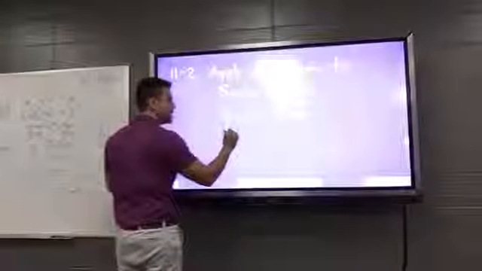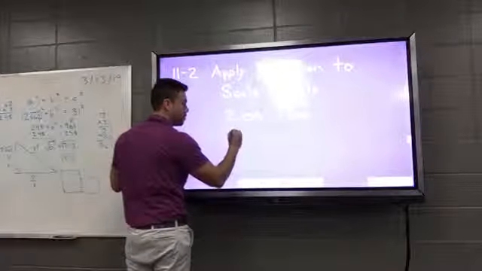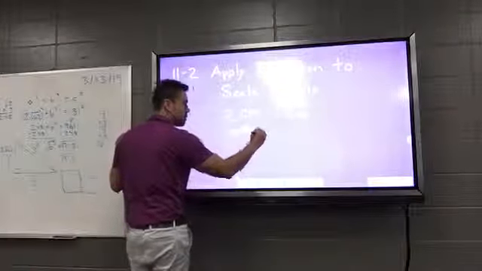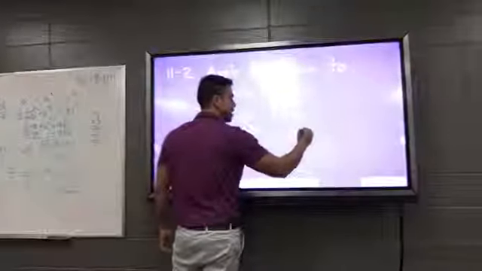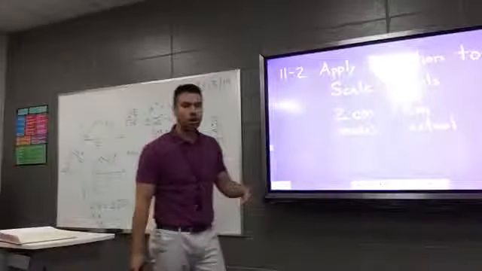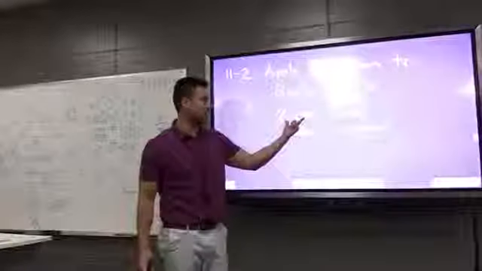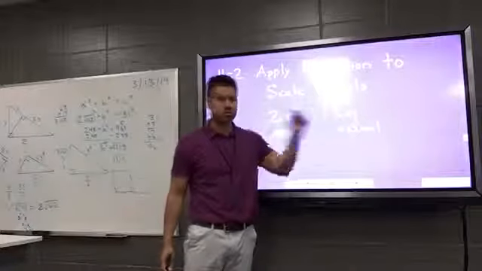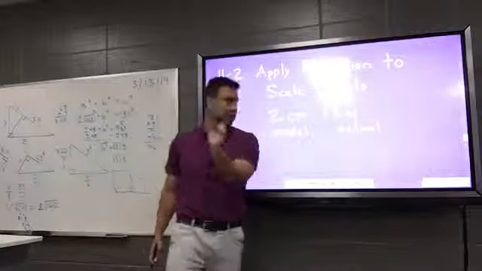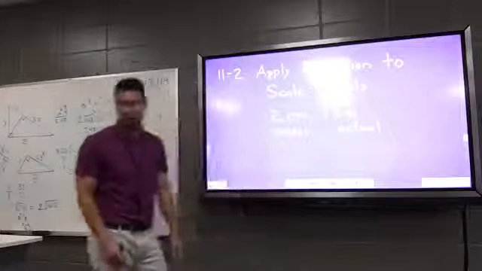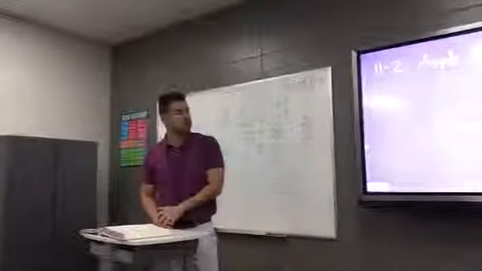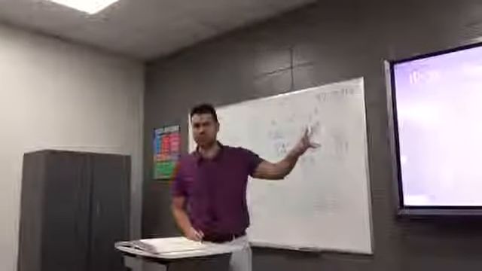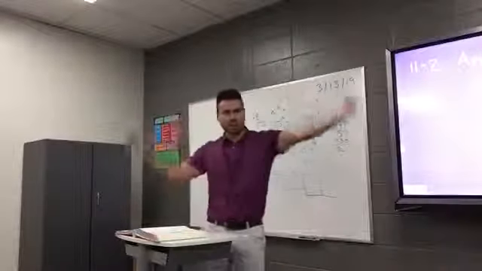So here's one scale. I need to determine which one is the model and which one is the actual. In this case, on a map, 2 centimeters is the model and 1 kilometer is the actual. So these 2 centimeters is actually 1 kilometer in real length. You guys get that? Just that they're model and actual.